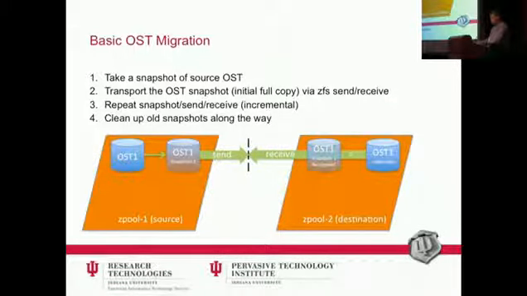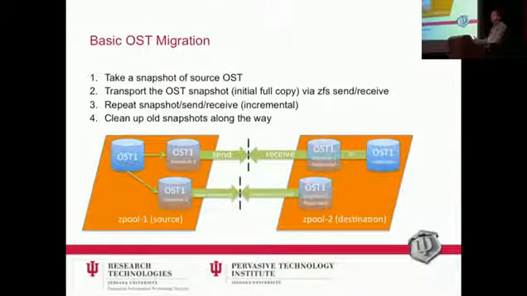Then you basically repeat that snapshot send receive procedure as many times as you need to. The initial snapshot send receive is like a full copy. So if your OST is 20 terabytes in size, it's going to transmit 20 terabytes worth of data. Your subsequent snapshot send receive is an incremental operation. So if only a couple of gigabytes have changed, that's all that's going to be transmitted in the secondary snapshot.